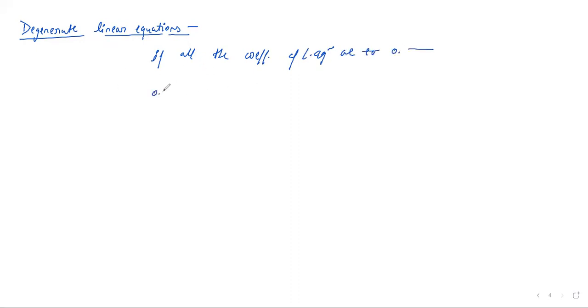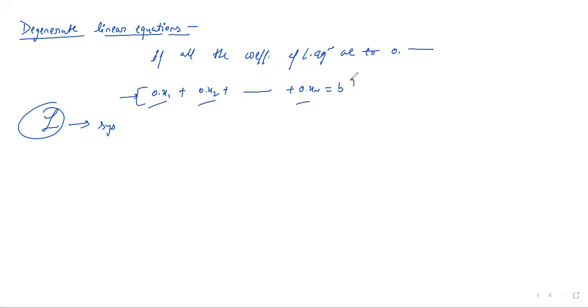That means we have an equation like 0x1 plus 0x2 up to 0xn, and that equals b. Okay, so this is my degenerate linear equation, as it has all the coefficients equal to 0. Now let's consider that L is my system of linear equations. Here we have considered a single linear equation which is degenerate.